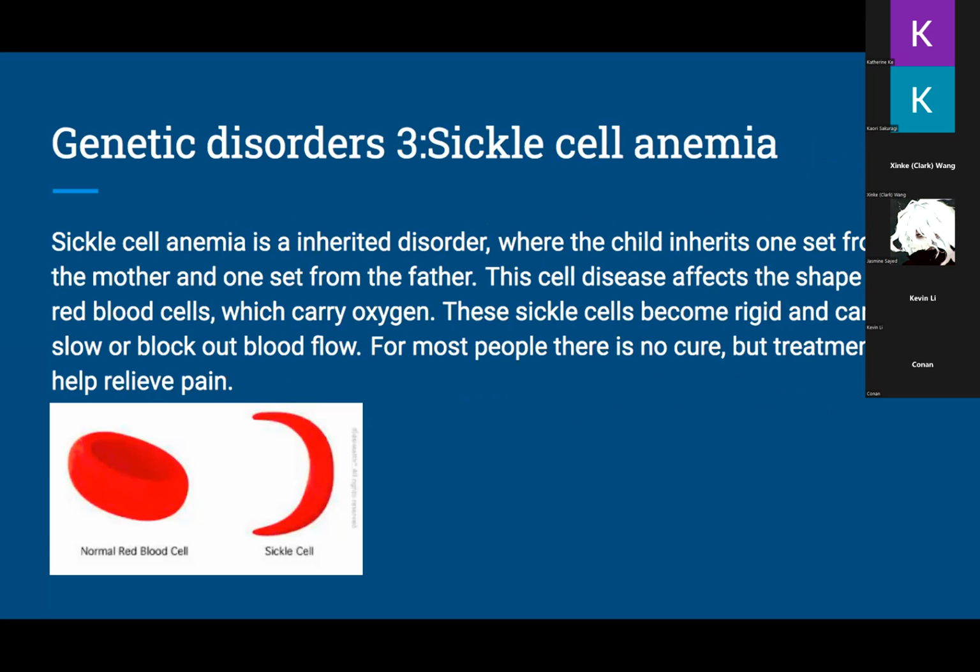Genetic disorder 3, sickle cell anemia. Sickle cell anemia is an inherited disorder where the child inherits one set from the mother and one set from the father. This disease affects the shape of red blood cells, which carry oxygen. These sickle cells become rigid and can slow or block blood flow. For most people, there is no cure, but treatment can help relieve pain.